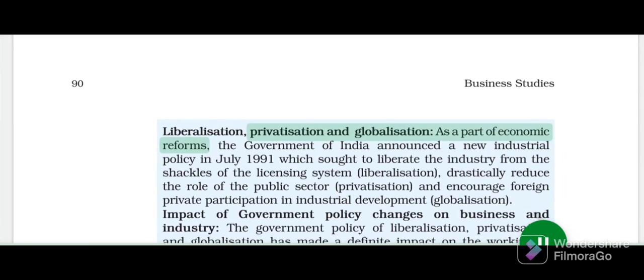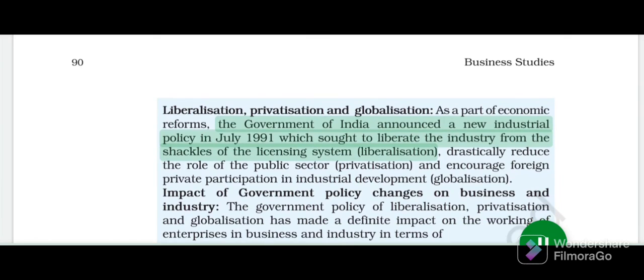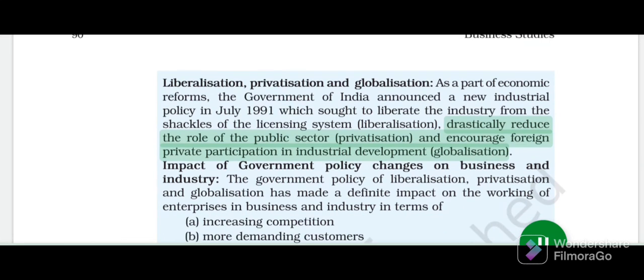Liberalization, privatization and globalization. As a part of economic reforms, the Government of India announced a new industrial policy in July 1991 which sought to liberate the industry from the shackles of the licensing system. Liberalization drastically reduced the role of the public sector, privatization encouraged foreign private participation in industrial development. Globalization.